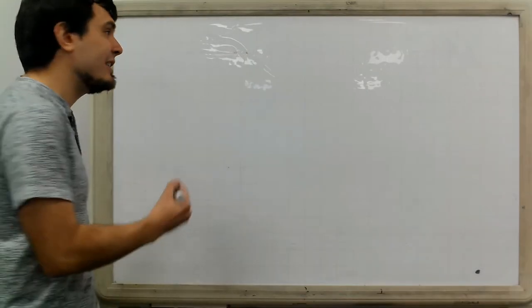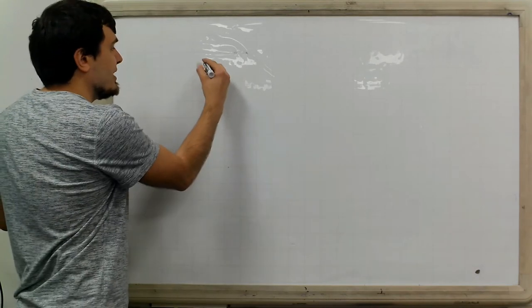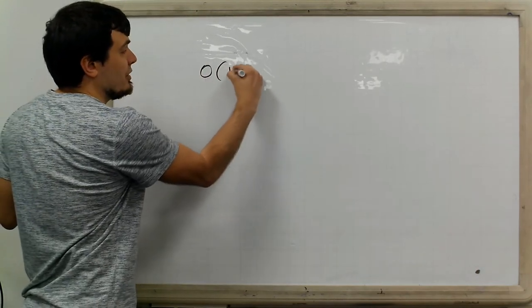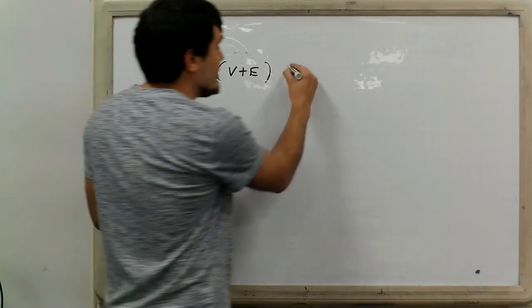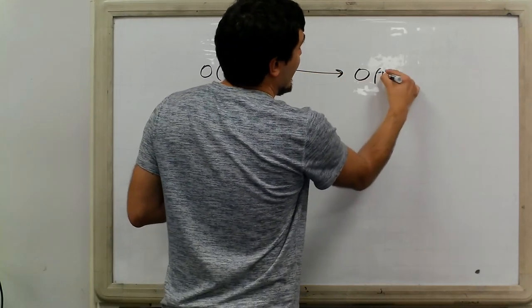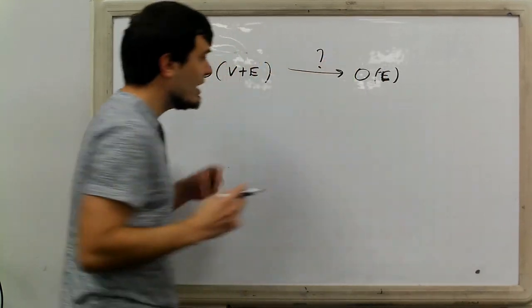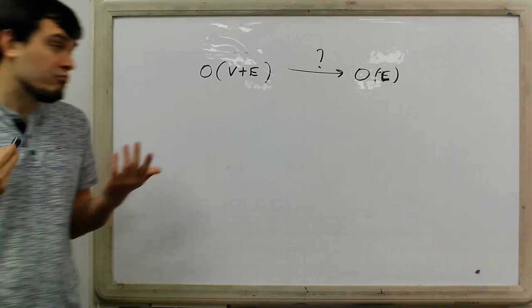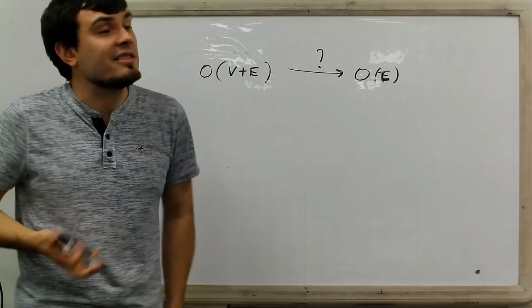I just wanted to address a couple points. So one of the questions I got was, why do we say that the time complexity of DFS is order V plus E, right? So why not just this? Isn't this the same? Why not just say it's order E? And actually, the answer is, for most intents and purposes, it would be totally fine to say that.